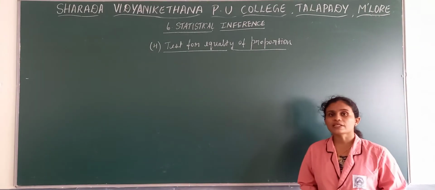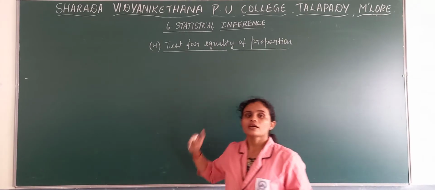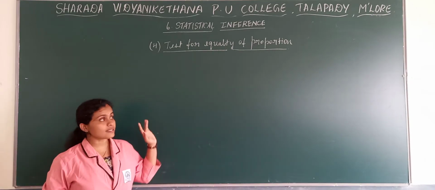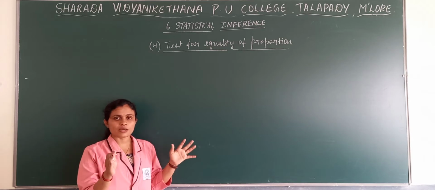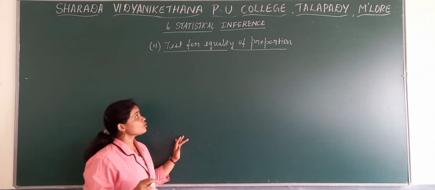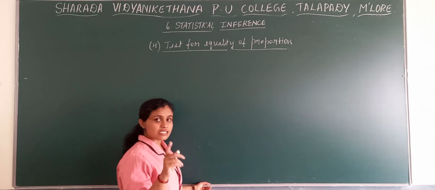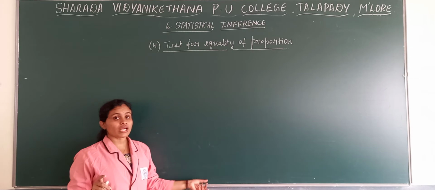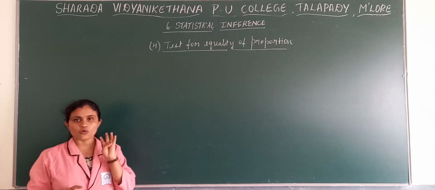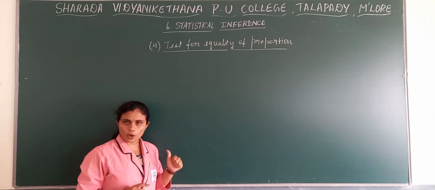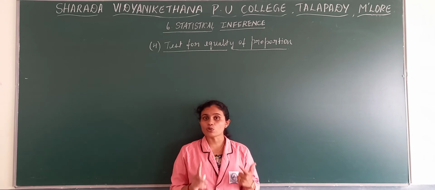Now, so far we completed 3 applications under large sample test. Once again I repeat, we are discussing statistical inference. In statistical inference there are 4 units. First unit is about all theories, second unit is about large sample test, third one is small sample test, and the last one is t-test. Now we are discussing large sample test. In that large sample test, further it has 4 applications. First one is test for population mean, second one is test for equality of means of two populations.